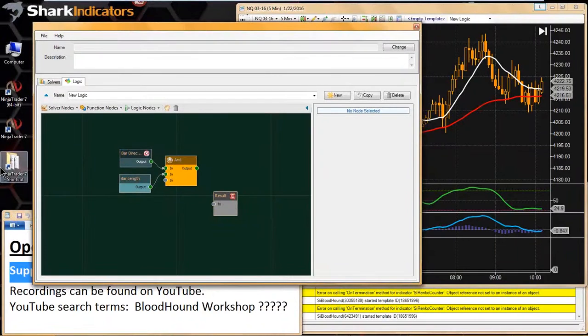Alright, so James wants to create some buy and sell signals using the CCI. So we want a buy signal when the CCI crosses below the negative 100 line, and a sell signal when the CCI crosses above the positive 100.